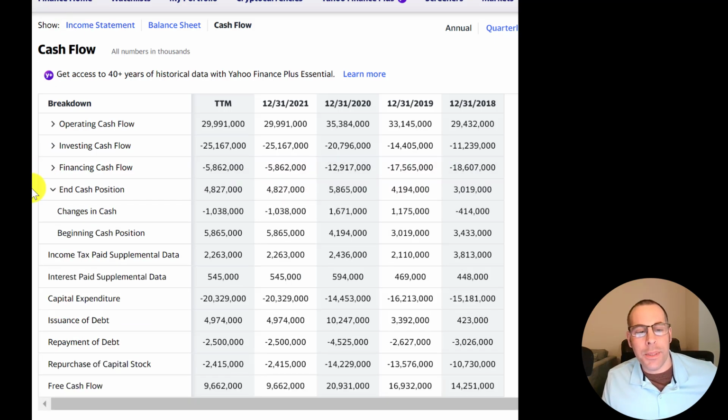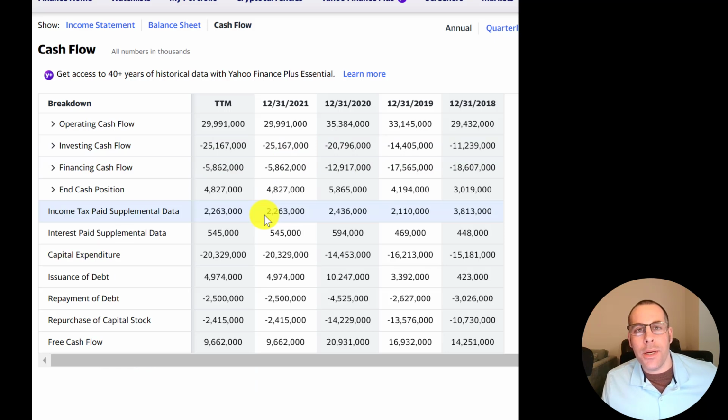The ending cash position is the cash balance on the balance sheet as of 12/31, $4.8 billion. The cash balance on the balance sheet as of 12/31/20 was $5.865 billion. They had a cash outflow of $1 billion in 2021. Change in cash is the sum of operating cash flow, investing cash flow, and financing cash flow. They paid $2.3 billion of taxes.